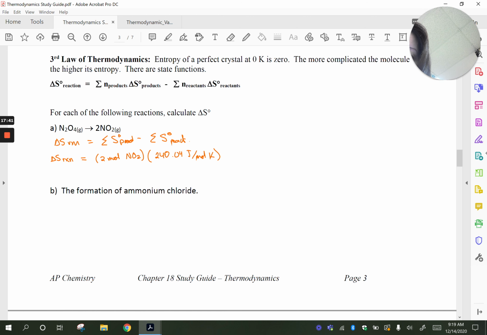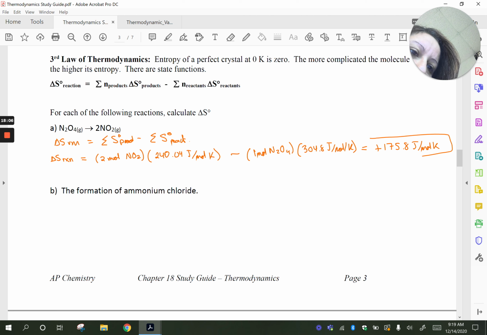Okay, so that's my product, and then minus, I have 1 mole of N2O4 in the reactants, and the delta S for the N2O4 is 304.8 joules per mole Kelvin. So when you do your subtraction, you get positive 175.8 joules per mole Kelvin. And that's our answer. So we were right in our prediction. It is positive.